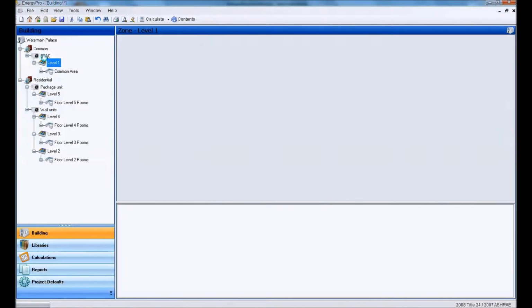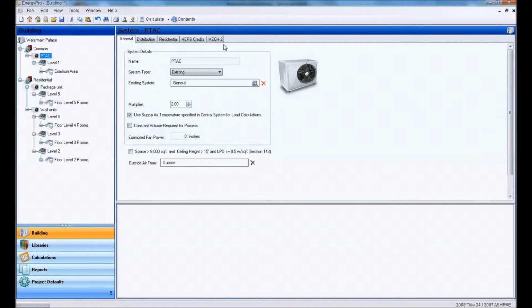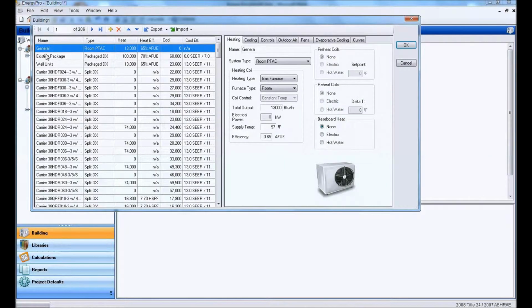So looking at the HVAC icon, you will see 5 tabs, and we're going to go ahead and start off with our general tab here. As you can see, I named the system accordingly. It's a package terminal air conditioner. The system is existing. We have 2 of these package terminal air conditioners that serve our common areas, so we'll use our multiplier to denote that. So once we have that set up, we can click our system and set that up accordingly.